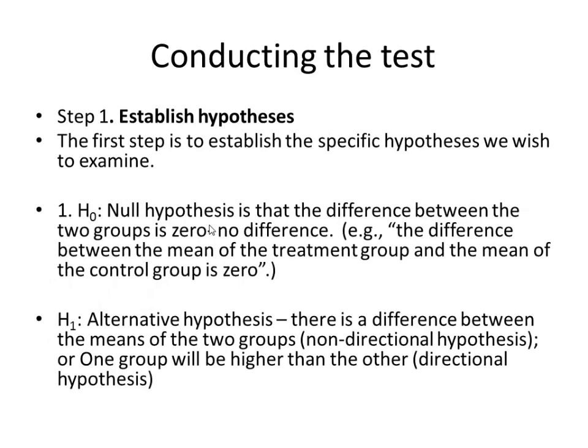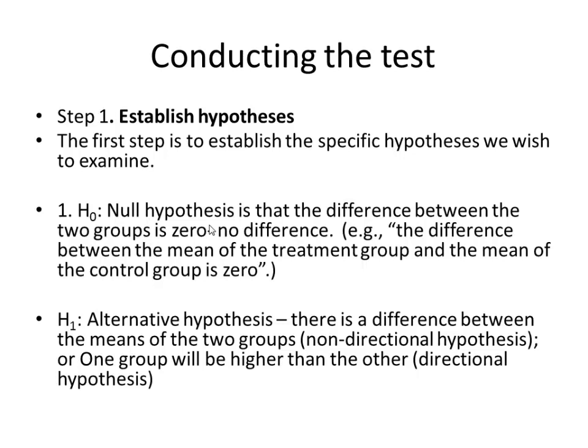So let's walk through the process of conducting the t-test. As I said, the first step is to establish your hypotheses, the null and the alternative hypotheses. And we've talked about the null hypothesis and said that essentially the null hypothesis is a testable statement of no difference, right? So the null hypothesis, when you're comparing two groups, is that the difference between the means of the two groups is 0. There is no difference. So for example, the difference between the mean of the treatment group and the mean of the control group is 0. That would be our null hypothesis.